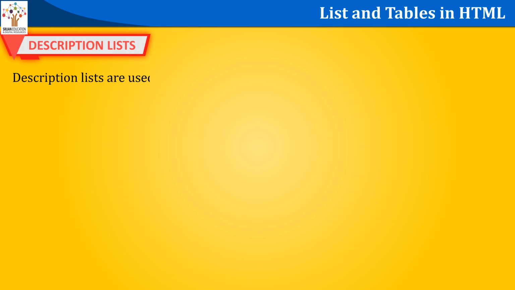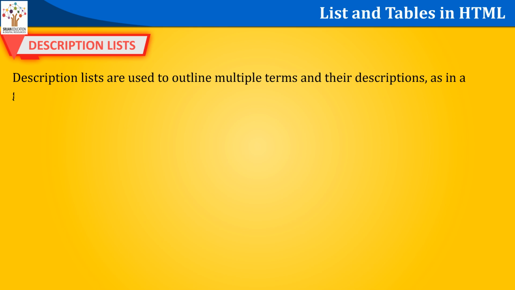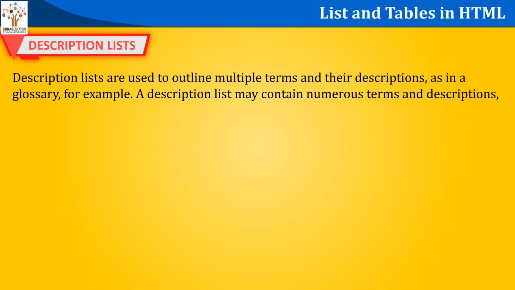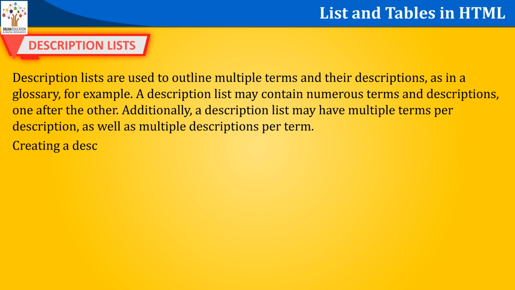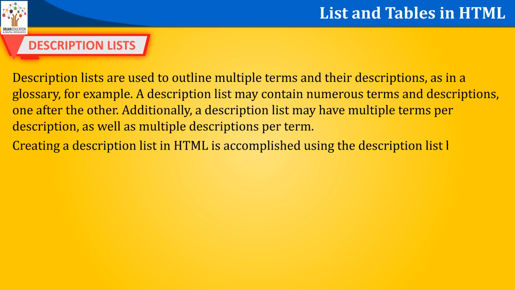Description lists. Description lists are used to outline multiple terms and their descriptions, as in a glossary, for example. A description list may contain numerous terms and descriptions, one after the other. Additionally, a description list may have multiple terms per description, as well as multiple descriptions per term. Creating a description list in HTML is accomplished using the description list block level element, DL.